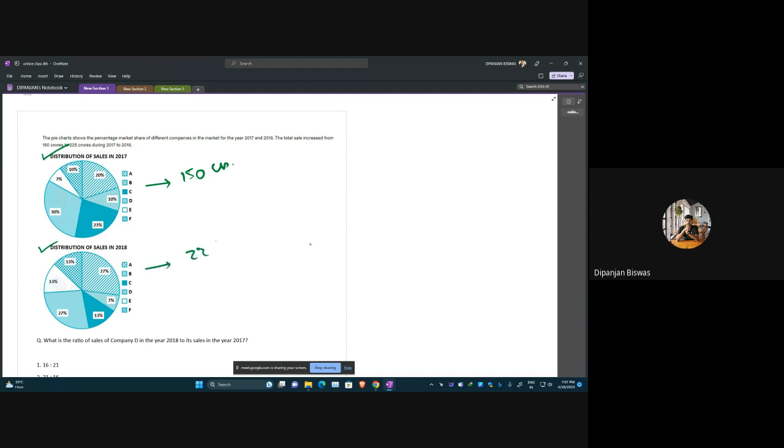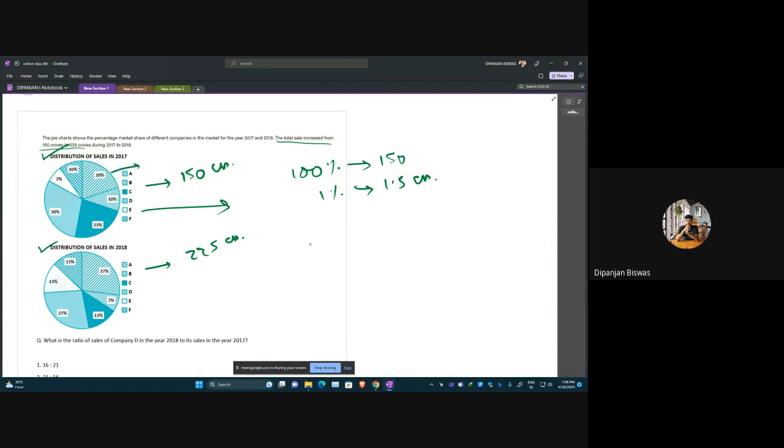And here it is 225. So these two data are given. Here you can see the total sale increased from 150 crores to 225 crores during 2017 to 18. If you just do like this, first you distribute the data like 100% here. The pie chart is divided according to percentage. As you can see, if you sum all the percentages, 20 plus 10, likewise, you will get 100% data. So 100% data is 150 crore and 1% is then 1.5 crore. And you can distribute accordingly.